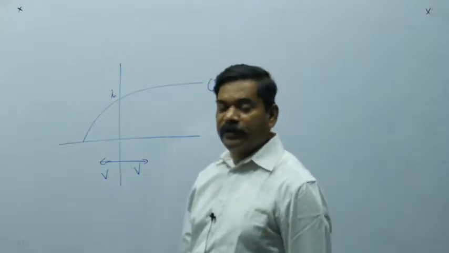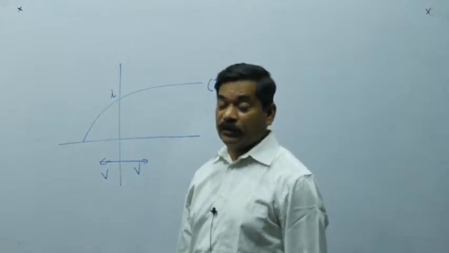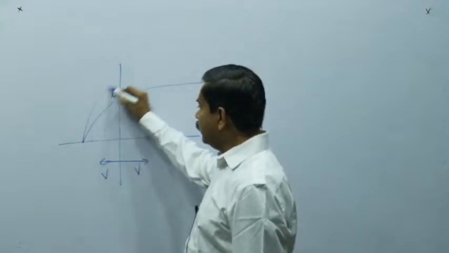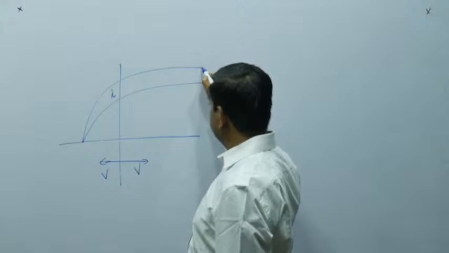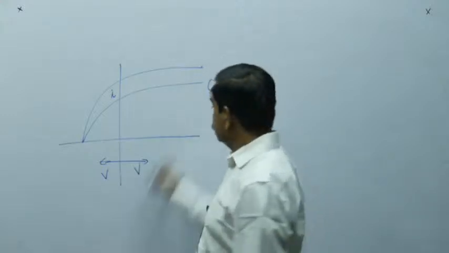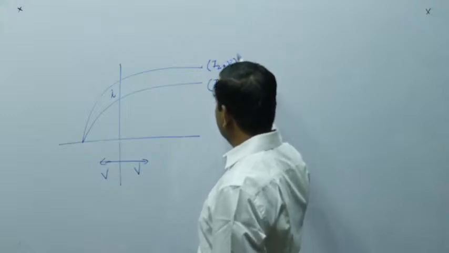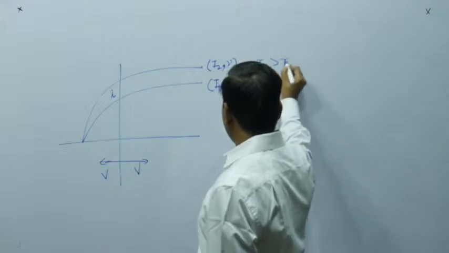Now see, the intensity is increased but the frequency is not changed. The stopping potential will remain the same but the saturation current will increase. So this is for I2, this was for I1, for intensity I2 and frequency nu, where I2 is greater than I1.